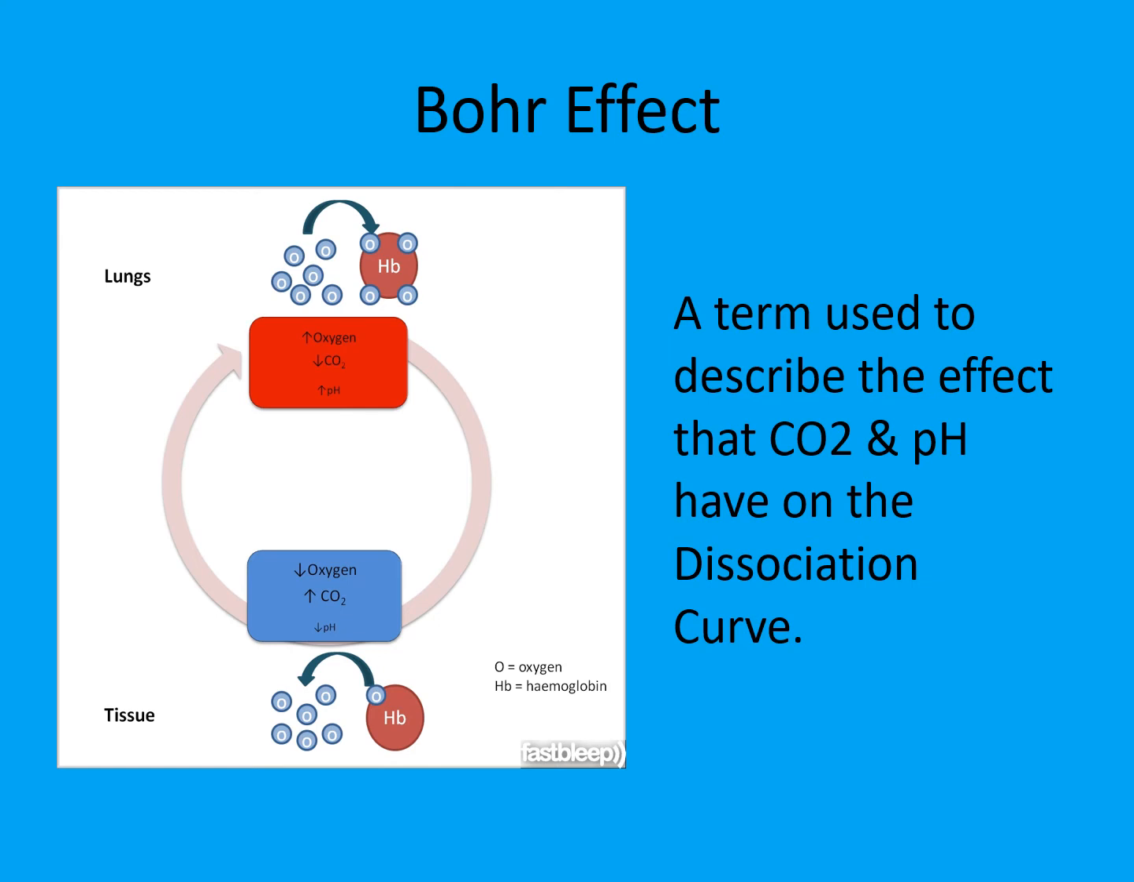So in the lungs, and that's what you're looking at on the screen here, you have high oxygen levels, low CO2 levels, and high pH. Remember, we're left shifted in our lungs, right? This means that we're going to have a higher affinity to bind oxygen onto the red blood cell, onto the hemoglobin molecule. So the Bohr effect in the lungs, when you're left shifted, says I'm going to have an increased affinity to bind oxygen, right?